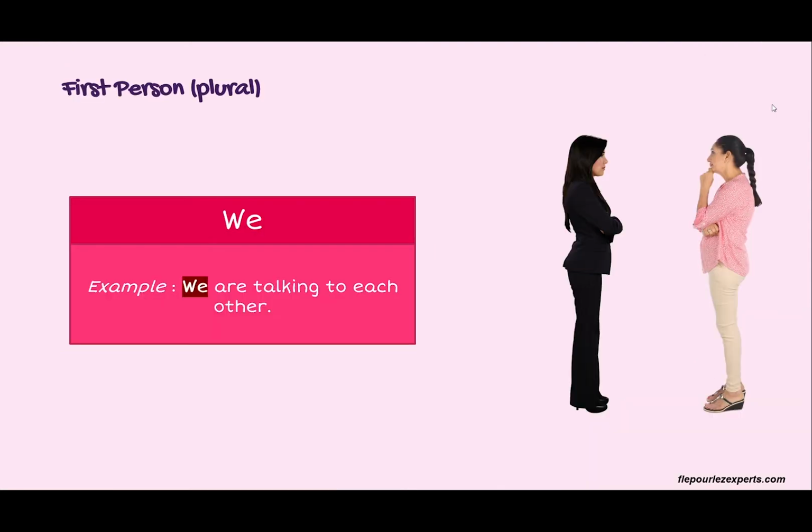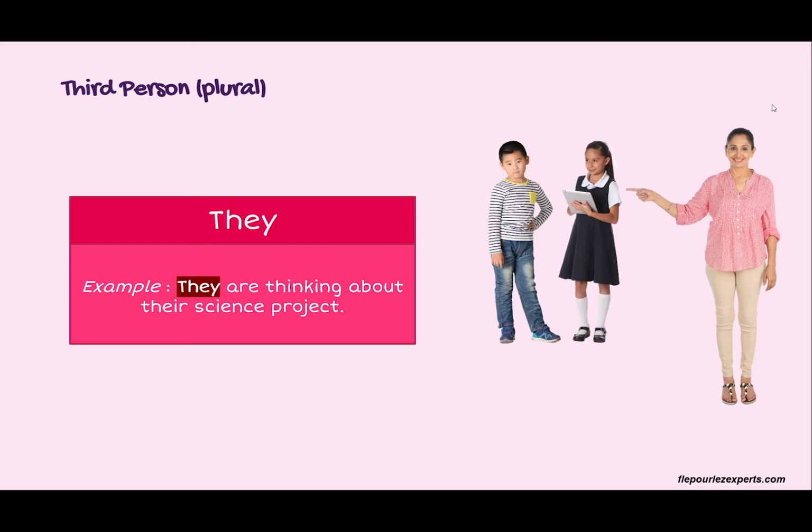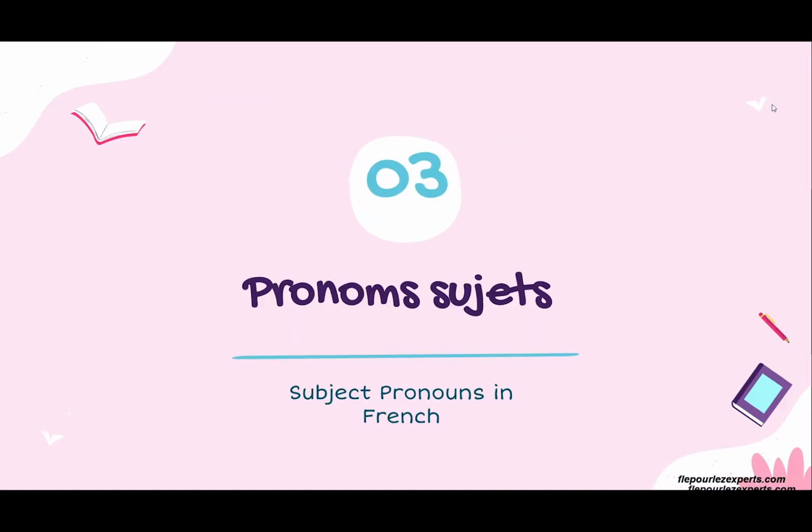Moving on to part 2, plural. Subject pronouns in English. For first person plural, we. We are talking to each other. You both are still dancing. You'll get late for the class. Third person plural, they are talking about their science project.